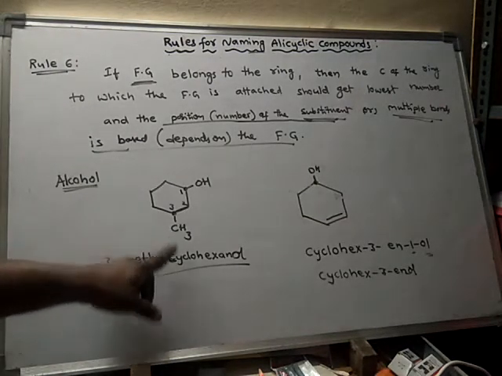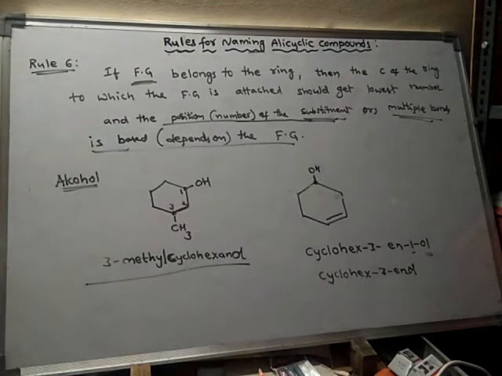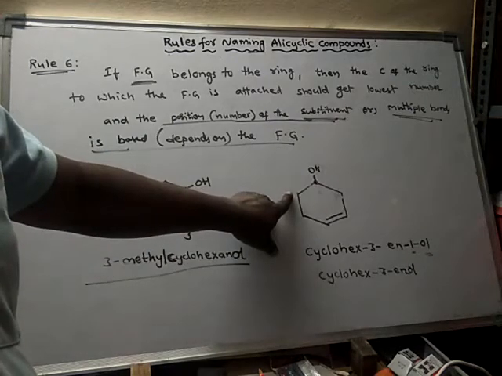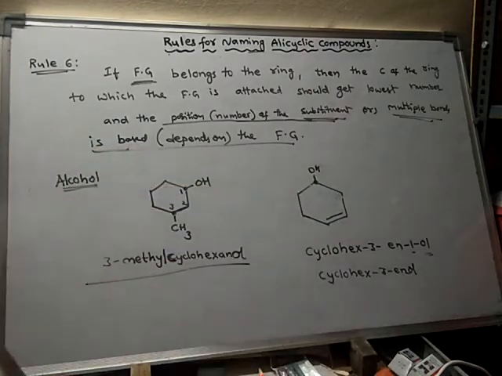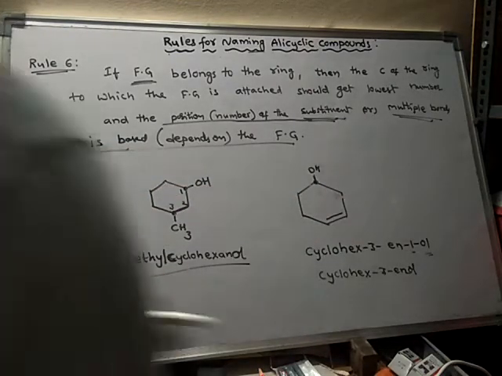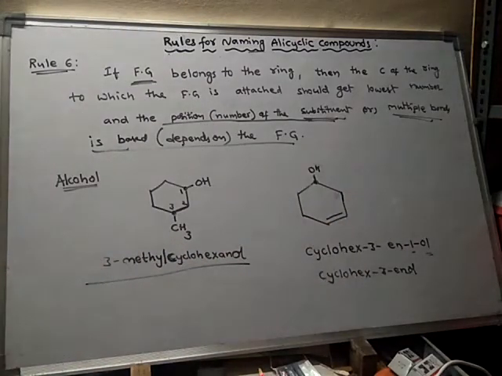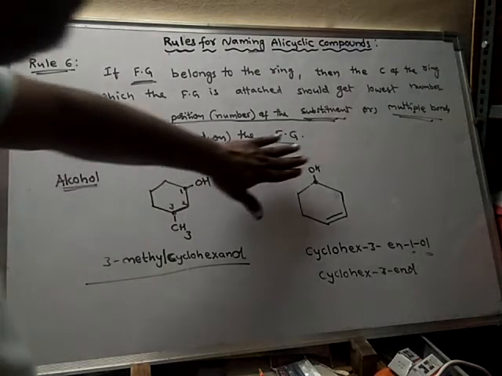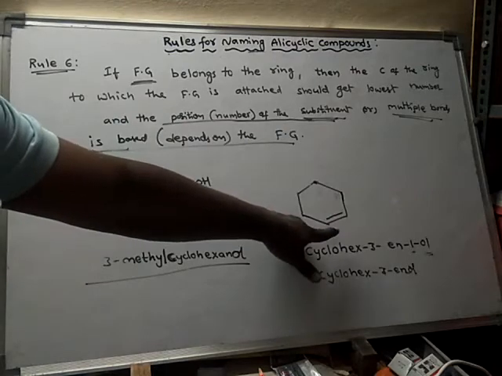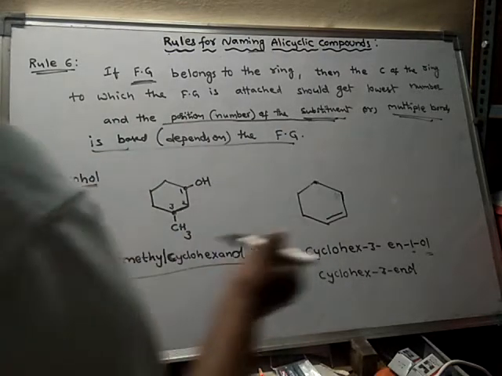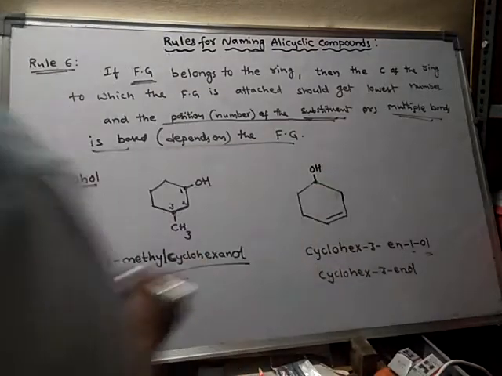Now, in this way, the name of this compound is 3-methyl cyclohexanol. Now let us look into this compound. In this compound, a functional group and a double bond are both present. So if a functional group and a double bond are present, to which carbon should I give the lowest number? Suppose the functional group is not present, then the double bonded carbons will get the lowest number. But here, the alcohol functional group is also present.